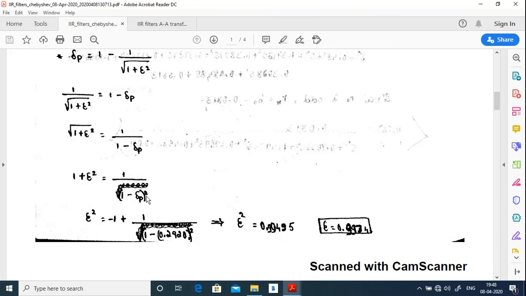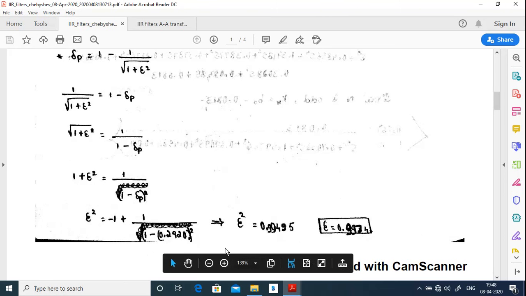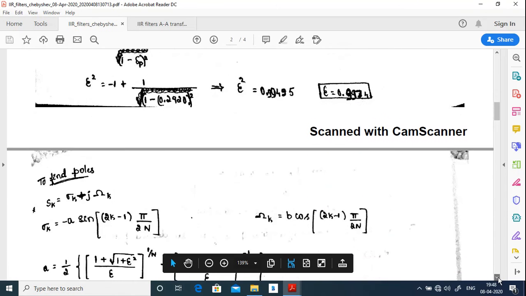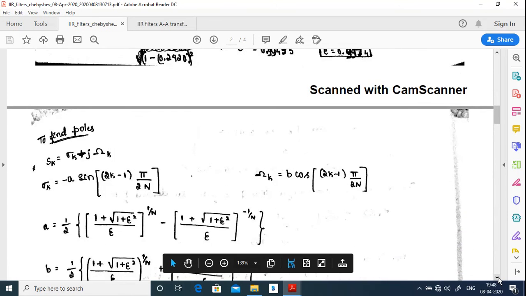So if you use this particular equation, you will get epsilon square like this, and then from that you can easily find out the value for epsilon, which is needed for us to find out poles. So once you find out the order of the filter, the next step is to find out poles.